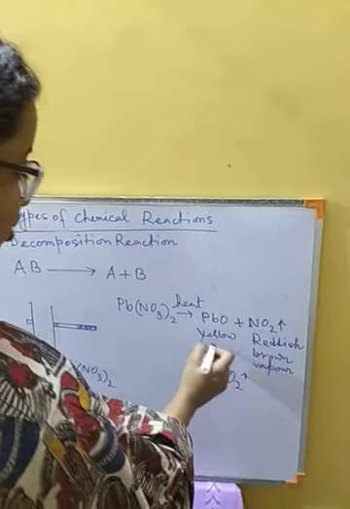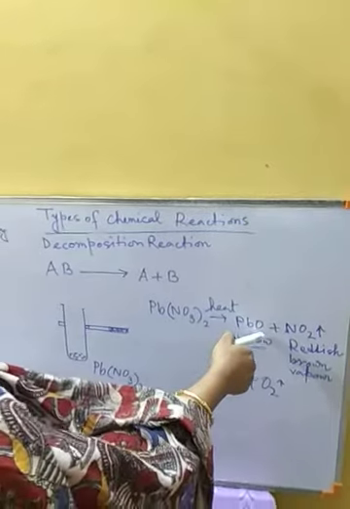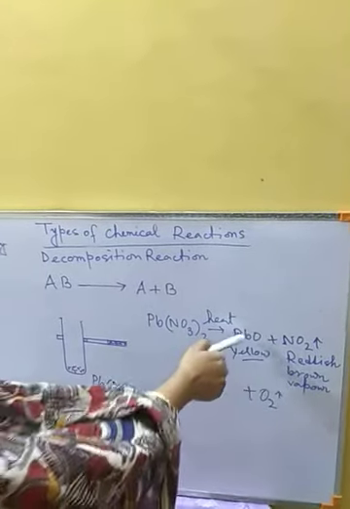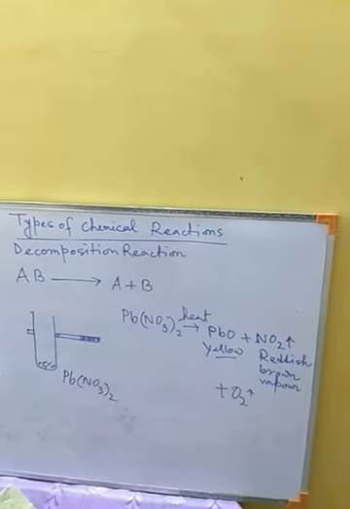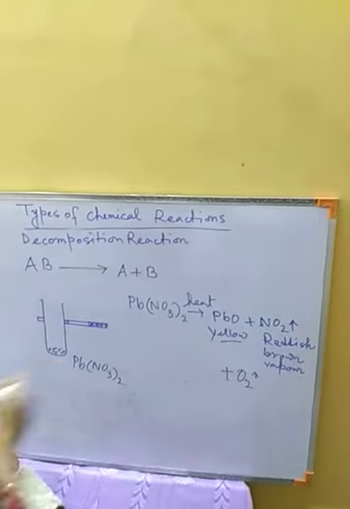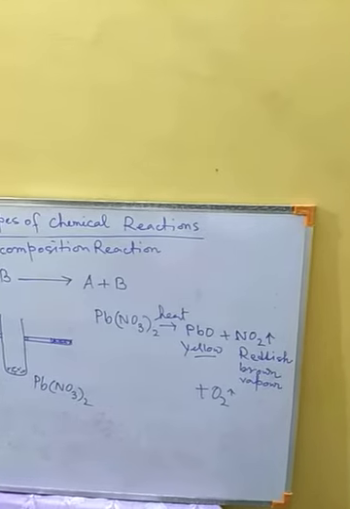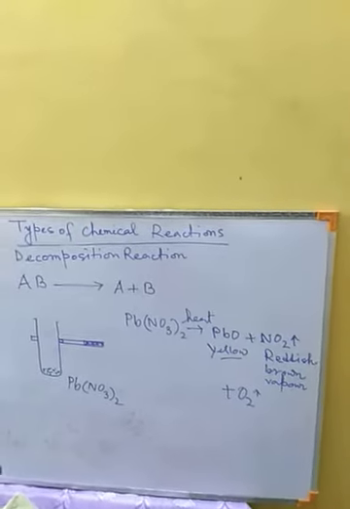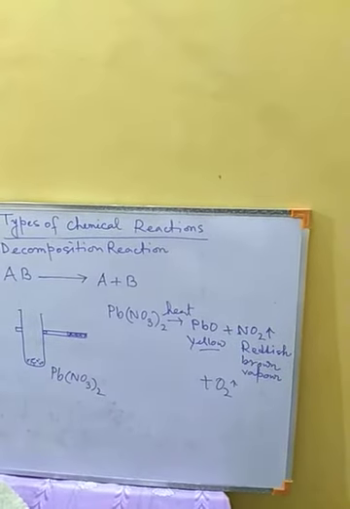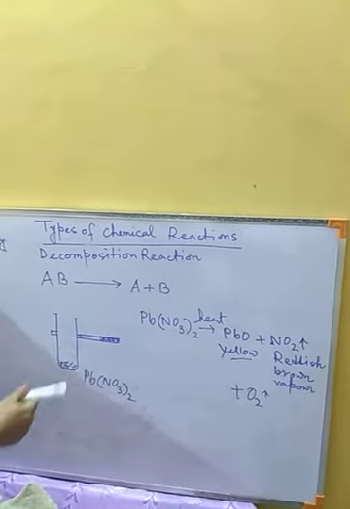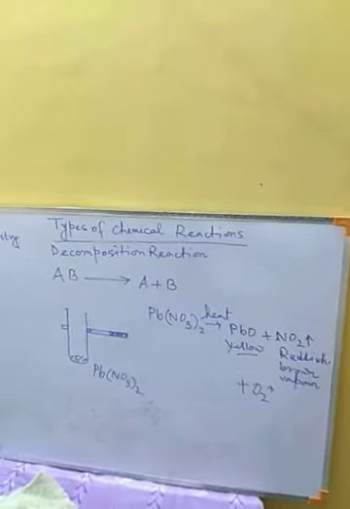So the observations are yellow residue of lead oxide. This will be reddish or brownish when it is hot, but when it cools down, we will get the yellow color of lead oxide. Along with this, reddish brown vapor of nitrogen dioxide will be observed along with oxygen gas. So this is the chemical reaction here. How are we going to perform this? In a dry test tube, we take this lead nitrate and we will heat this.